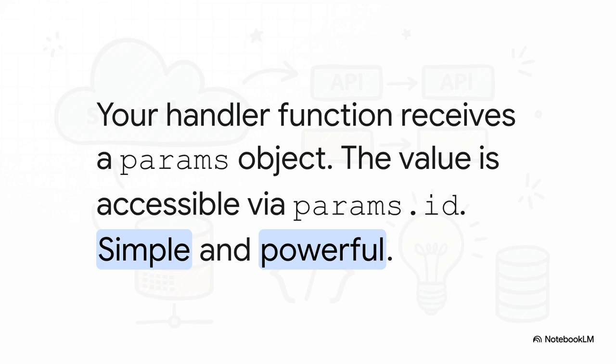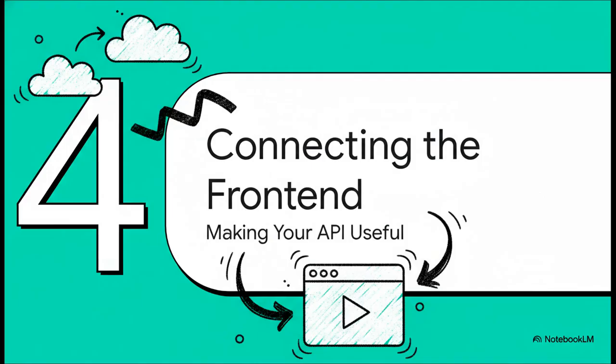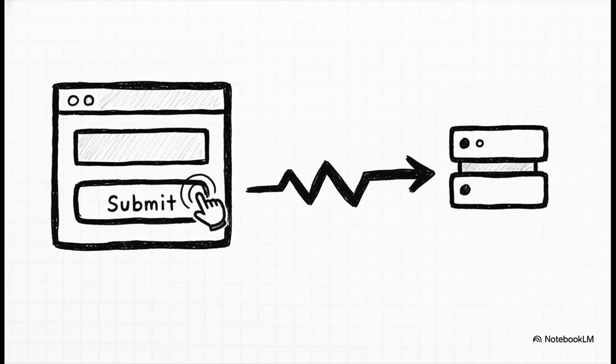URL path. You know, an API on its own is, well, it's kind of lonely. It's not doing much if nothing is talking to it. So let's close the loop and finally see how our React frontend can actually communicate with the awesome backend we just built. Okay, so picture this. You've got a simple React form. A user types in their info, clicks submit, and when that happens, our onSubmit function kicks in.